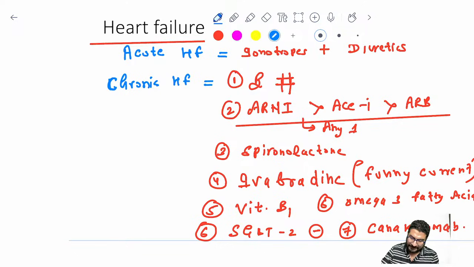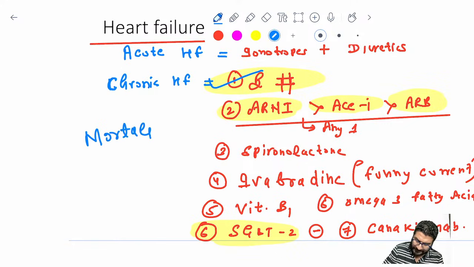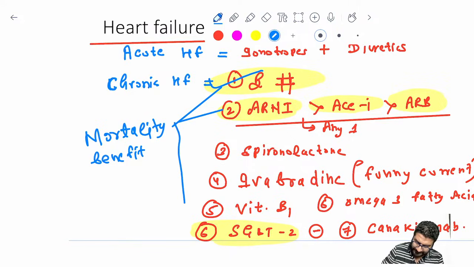Just remember, I am highlighting something: beta blocker, ARNI, ACE inhibitor, ARB, SGLT2 inhibitor. These are the drugs which will have mortality benefit. Mortality benefit means they will save the patient.